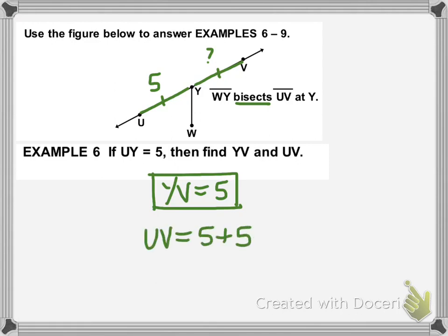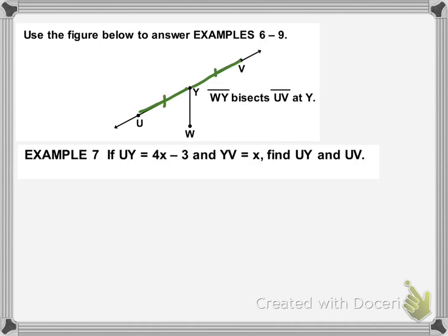So UV equals 10. Pretty simple. No equations we had to make here. This is a U. All right, let's try another one.